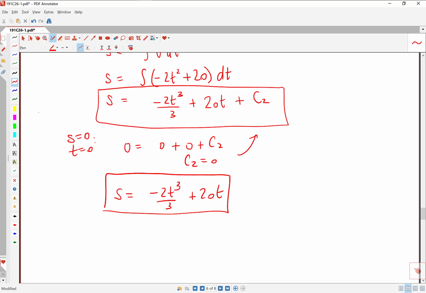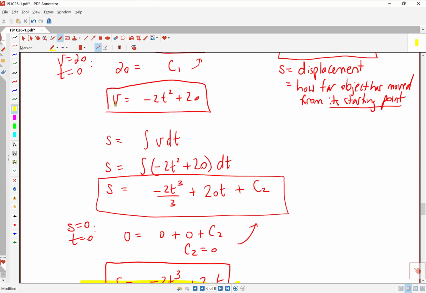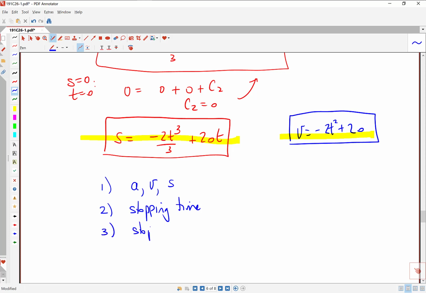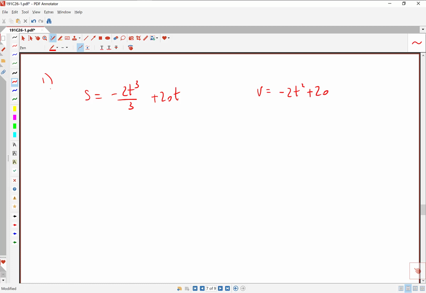So what I'm going to do at this point is highlight our finalized displacement function, because we're going to need that. And the other thing we're going to need is our finalized velocity function. So that's right here. If you wanted to break this problem into steps, I would say first step is to find your acceleration, your velocity, and your displacement. So we've done that. And then, as we mentioned, we're going to need to figure out the stopping time. And then once we've got that, we can figure out the stopping distance. We simply cannot figure out the stopping distance without knowing how long it takes to stop. So I'll just label this part step 1.